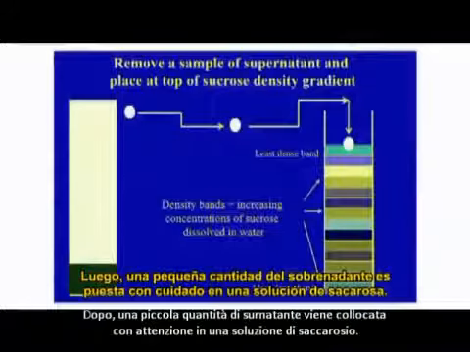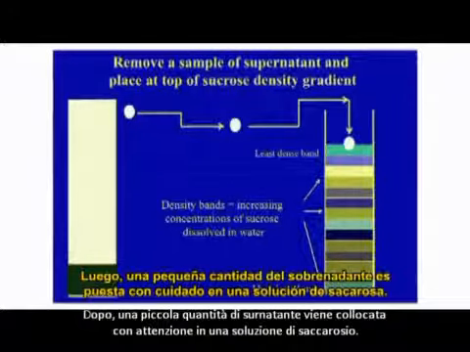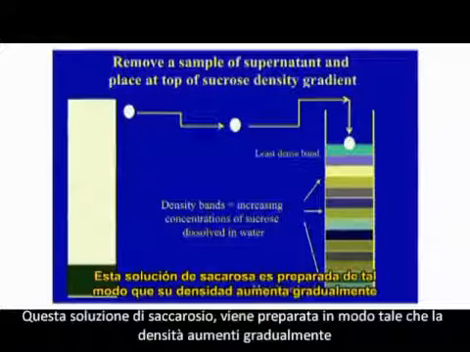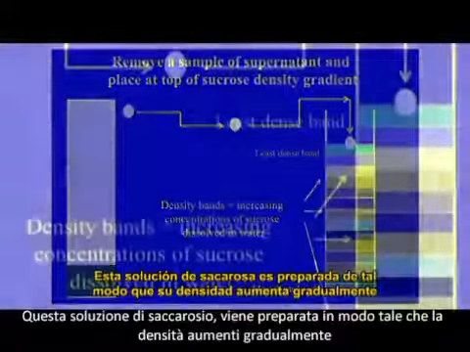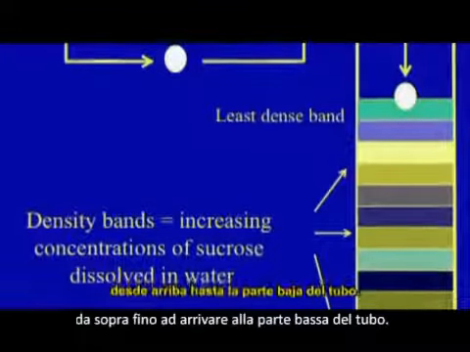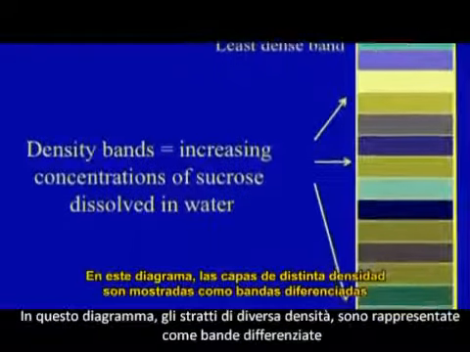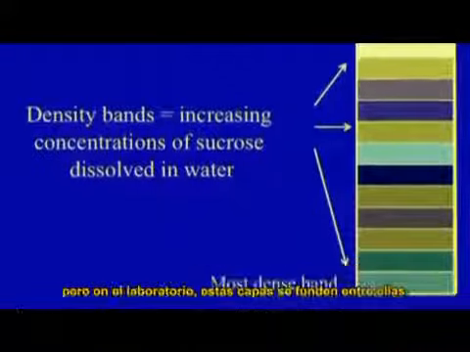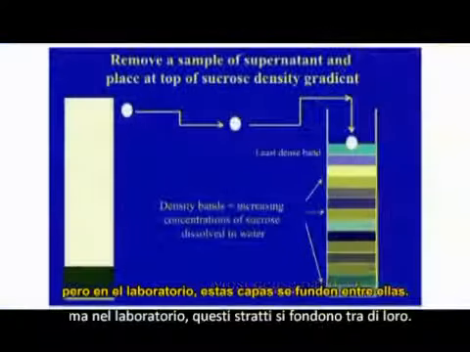Next, a small portion of the supernatant is removed and very gently placed on top of a solution of sucrose. This sucrose solution is prepared in a special way such that its density increases gradually from the top to the bottom of the tube. In this diagram, the layers of different densities are shown as discrete bands, but in the real world of the laboratory, these layers gradually merge into one another.